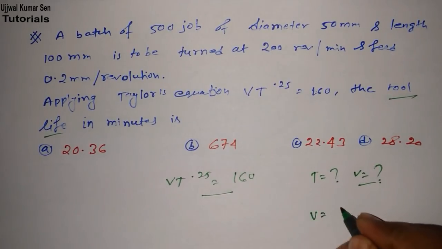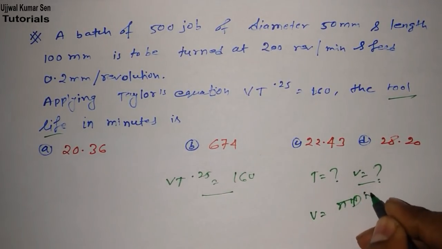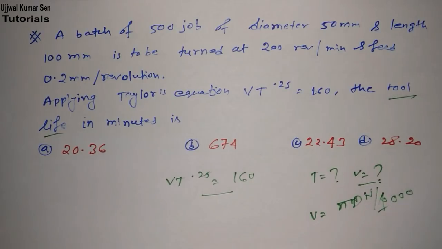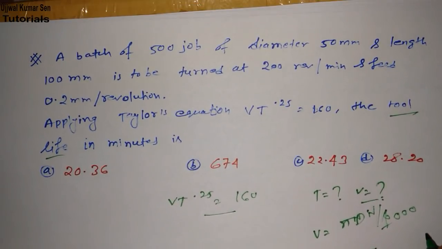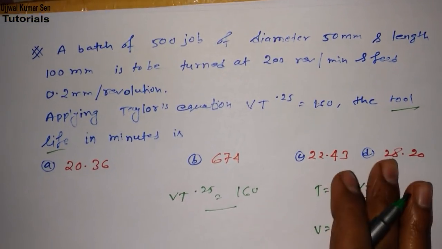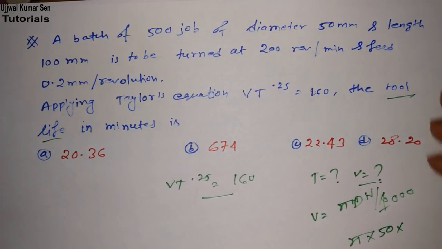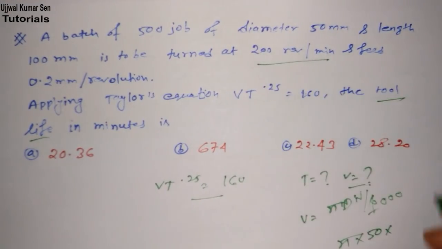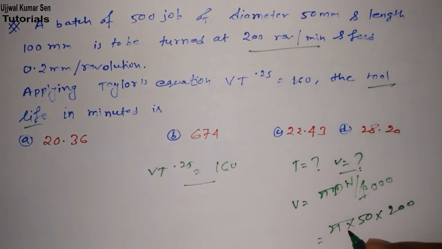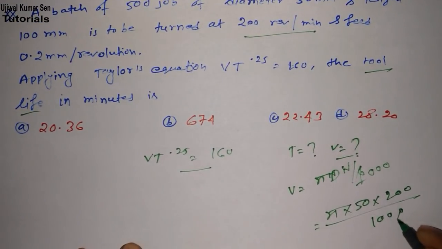What we know is V equal to pi D N by 1000, because of that unit. So pi D N is what we have to find from this question. We have given diameter 50, and N is 200. So 50 multiplied by 200 by 1000, multiplied by 3.14, gives 31.4, the velocity in meters per minute.